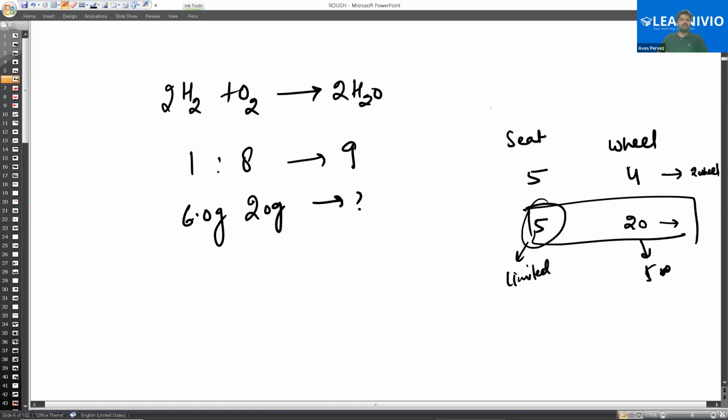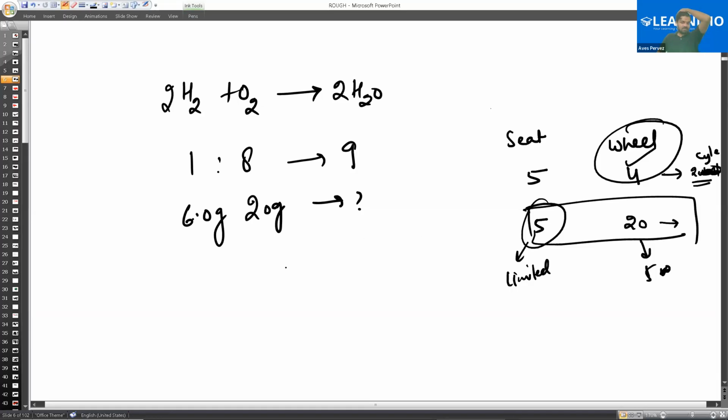And here, the wheels are for 2 complete cycles. 4 wheels means 2 cycles, but seats are extra. So your answer is 2 cycles, because the wheels are limited and your answer is according to the wheels. Here the seats are limited, so your answer is according to the seats.